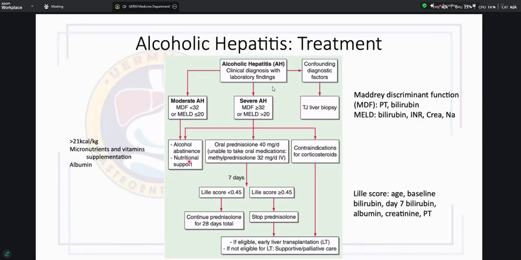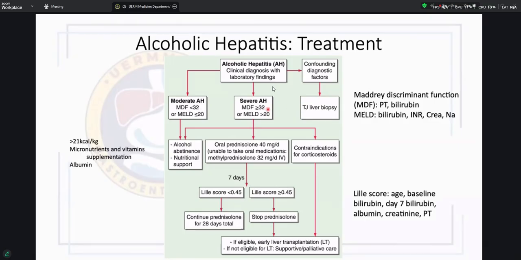So the recommendation is at least 21 kilocalories per kilogram per day and supplementation of micronutrients, particularly zinc, and vitamin supplementation, particularly B1. So if there is a need for volume expansion, it is best to use intravenous albumin.